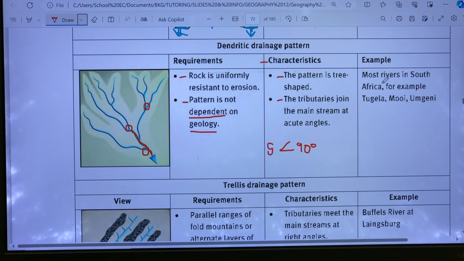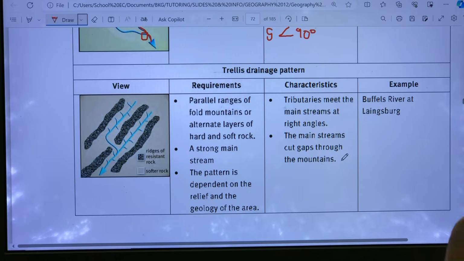An example of this is most rivers in South Africa. As I told you, it is very common, and even if I'm drawing a drainage basin for you just to show you an imagination, I'm just going to draw something similar to this dendritic drainage pattern. For example, the Tugela and Umgeni. All right, let's move down. You have your own examples.